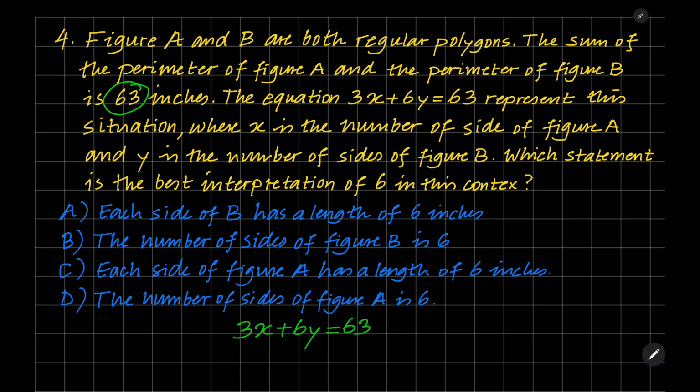Thus 3x and 6y represent perimeters in inches of figure A and figure B respectively. Since 6y represents the perimeter in inches of figure B and y is the number of sides of B, it follows that each side of figure B has a length of 6 inches. So choice A is correct.